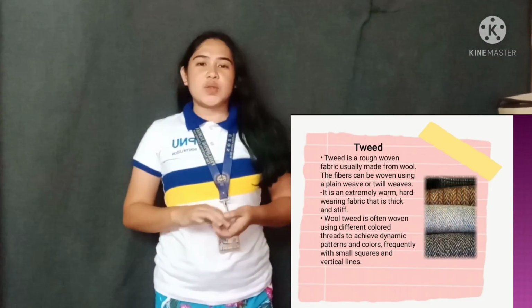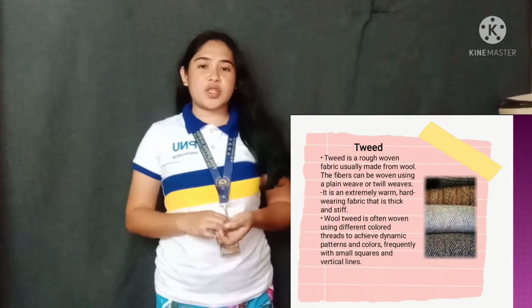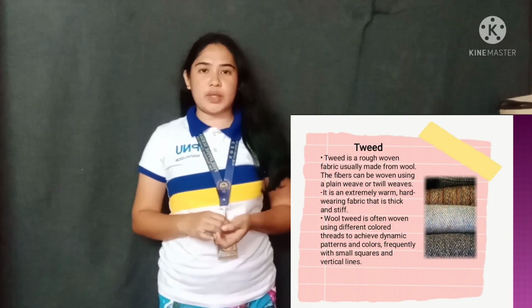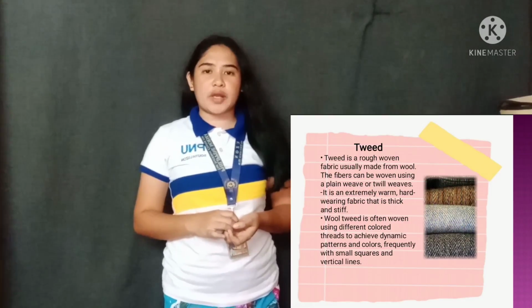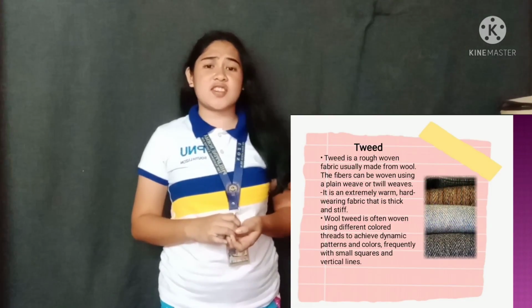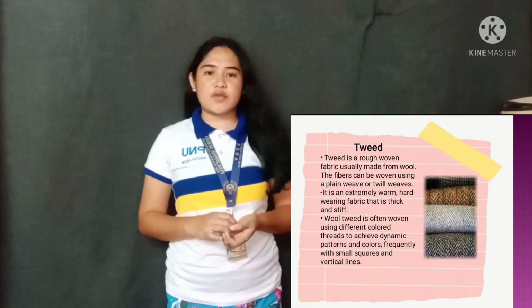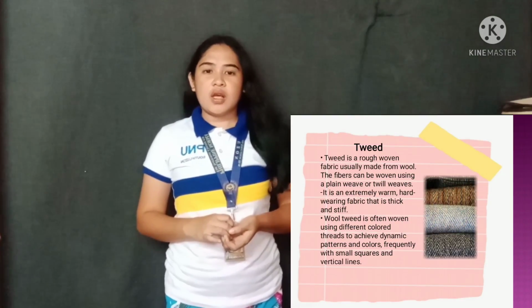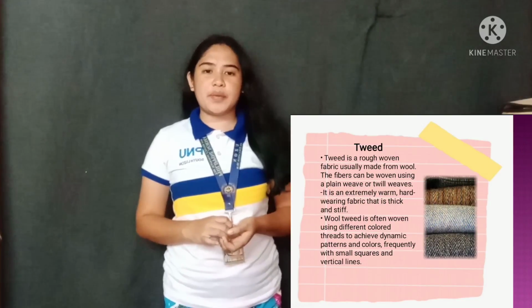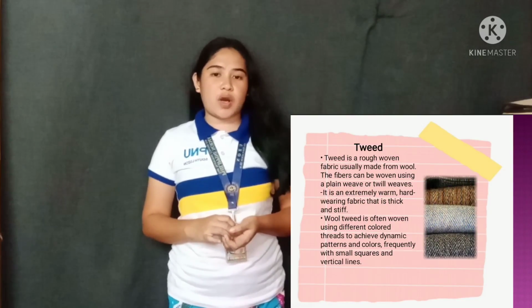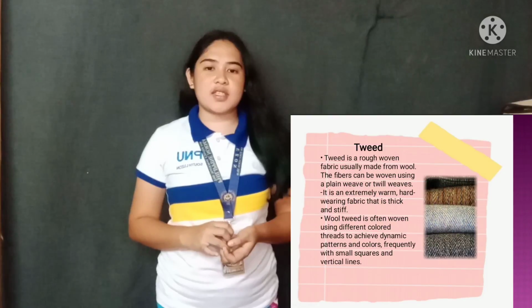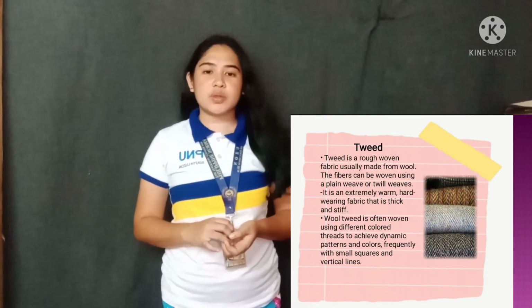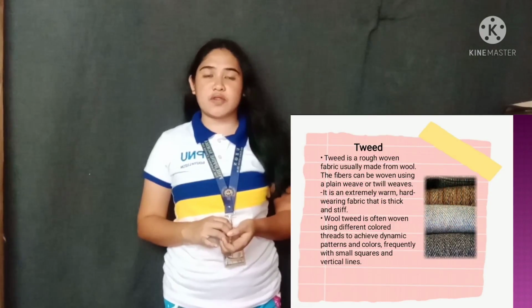Next is tweed. Tweed is a rough, woven fabric usually made from wool. The fibers can be woven using a plain weave or twill weaves. It is an extremely warm, hard-wearing fabric that is thick and stiff. Wool tweed is often woven using different colored threads to achieve dynamic patterns in colors, frequently with small squares and vertical lines. Tweed is very popular for suiting and jackets, which were originally made out of the material for hunting activities.